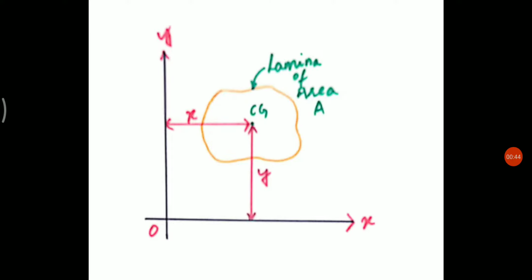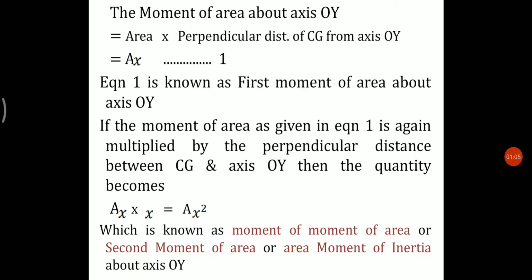Now let us consider a plane lamina of area A as shown in this figure. Let x be the distance of CG of area A from axis OY, and y is the distance of CG of area A from axis OX. Now the moment of area about axis OY is given by area into perpendicular distance of CG from OY, that is Ax.